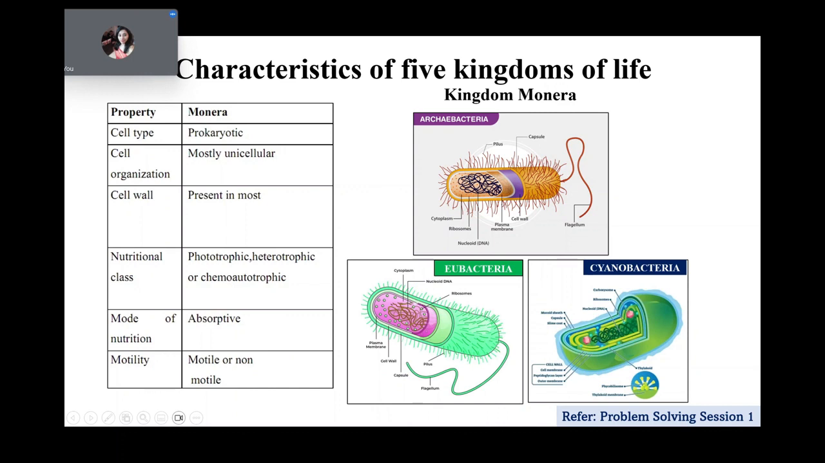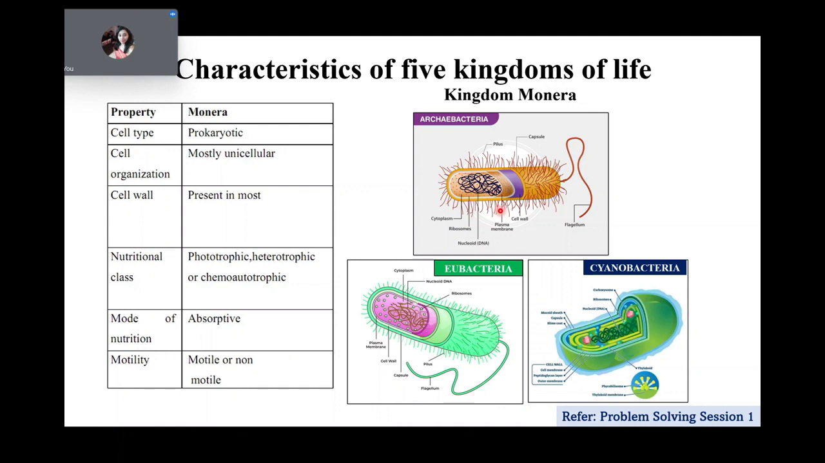These bacteria are found in harsh conditions, so extremely salty conditions or extremely high temperature conditions. So you find archaebacteria in those regions, and it's because of their cell wall and plasma membrane that they're able to withstand such high pressures.